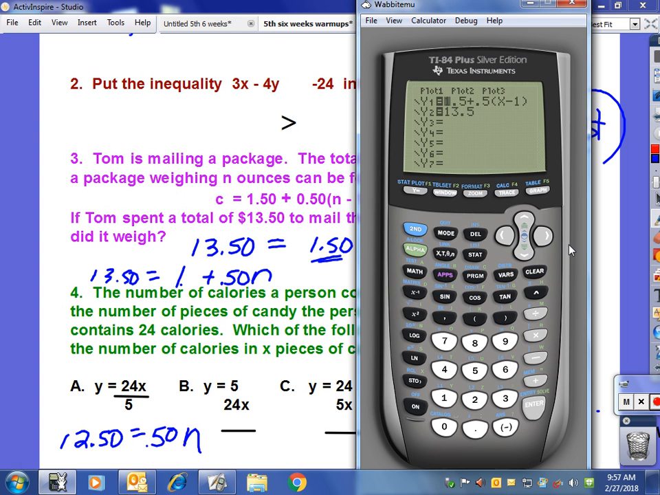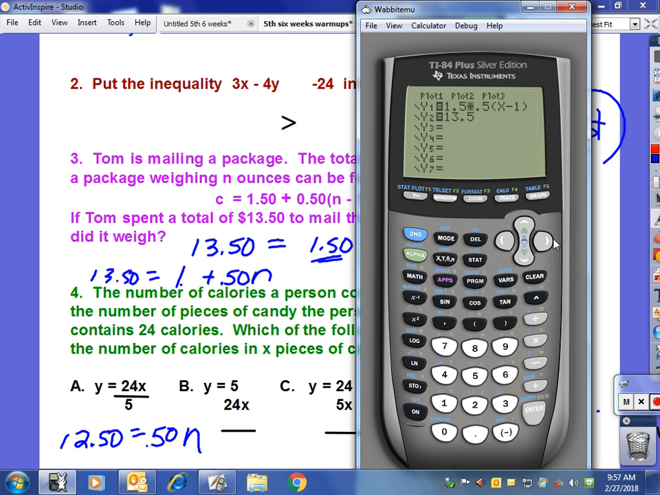Let's talk about how you could do this in your calculator. You could put in the function rule just like it looks, except I'm going to use an x instead of n. It's $1.50 plus 50 cents times x minus 1. You had to understand that 13.50 was another y value. It was an output. They called it a cost, but it was a y that they were giving us. We're trying to find the x. What do I do now?